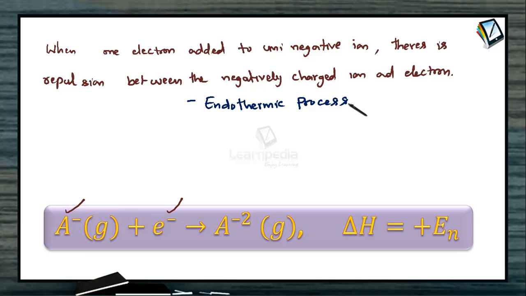Generally, for a gaseous neutral isolated atom, when you add one electron, it forms the corresponding anion by releasing some amount of energy. But to the same uni-negative ion, if you add another electron, because of repulsion between the charged anion and the electron, it needs some energy to form the bi-negative anion. Those reactions come under endothermic reactions.